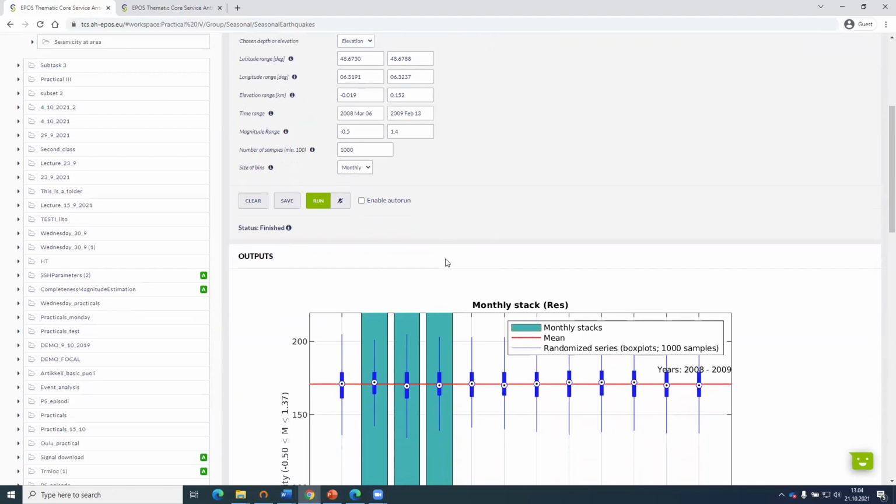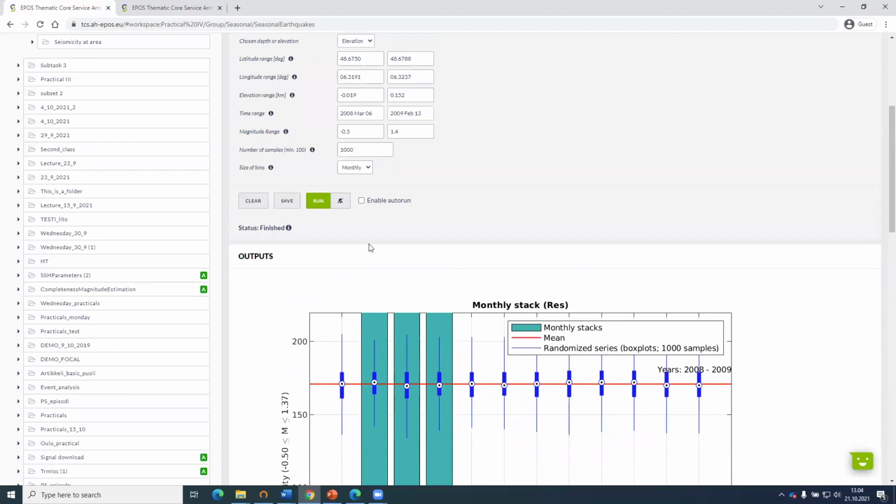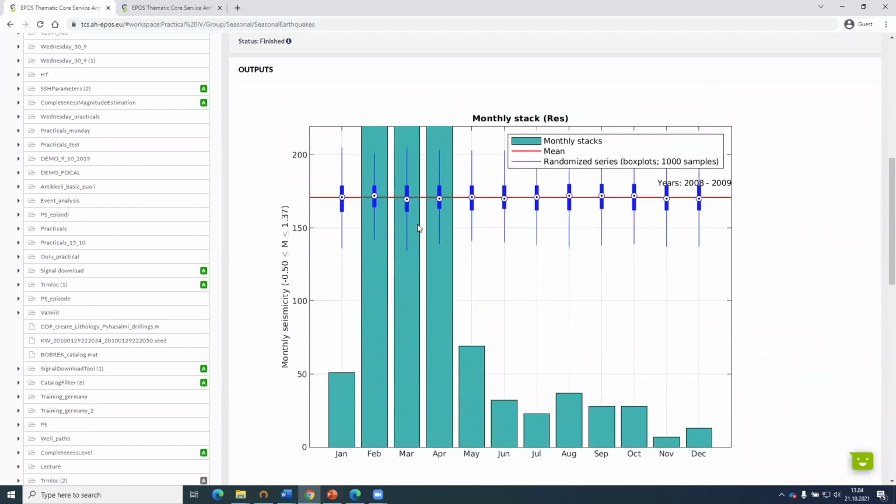All right, monthly stacks. So this application only produces an image, and in the image the x-axis is the time axis. What it contains is based on what you selected here for the size of the bins, and now we select the monthly. The y-axis here is giving you monthly seismicity between that magnitude range, which shows us that most of the seismicity has occurred during February to April.